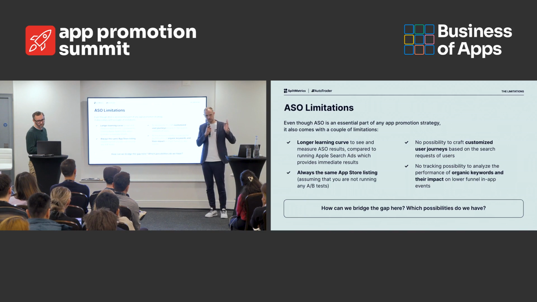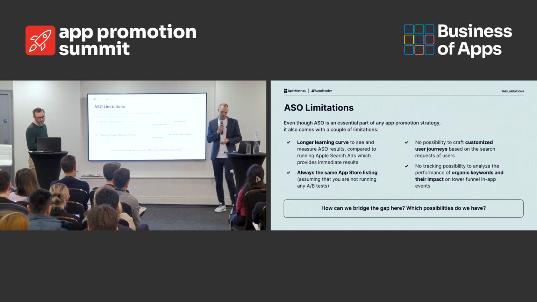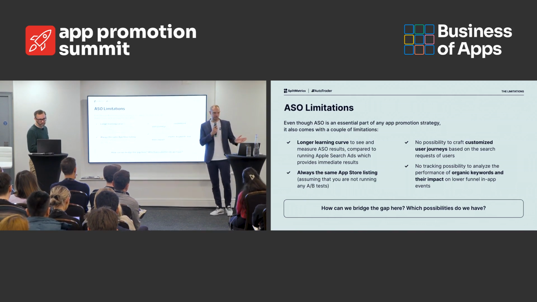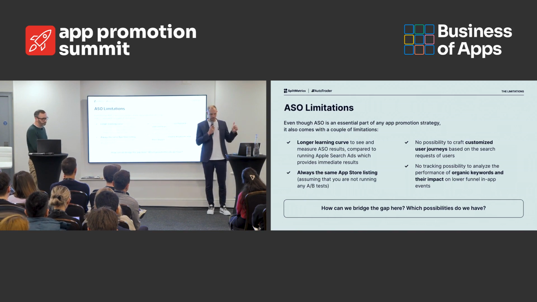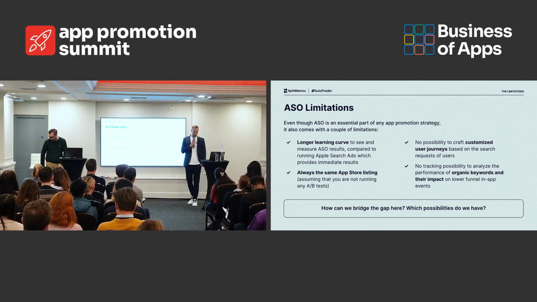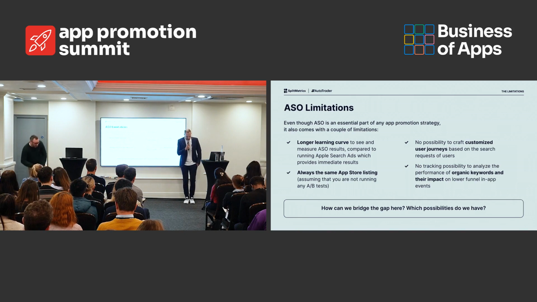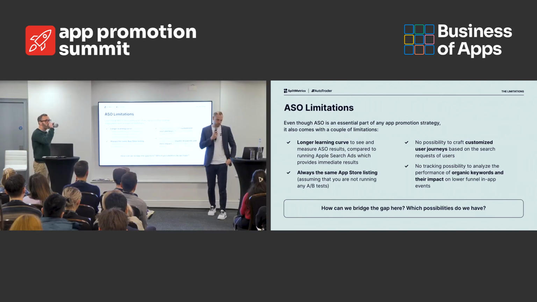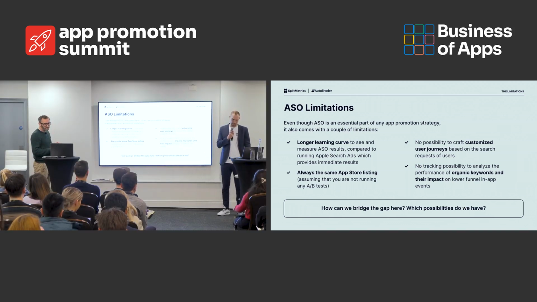But this also means that no matter what keyword people are searching for, they're always landing on your same App Store page, which means you have no possibility to craft any customized user journeys based on the search requests of the users, because once again, one App Store listing is always shown in the same place. As well, there is no tracking possibility to analyze the performance of organic keywords and their impact on lower funnel in-app events, for example a purchase, starting a subscription, or buying something within your app.